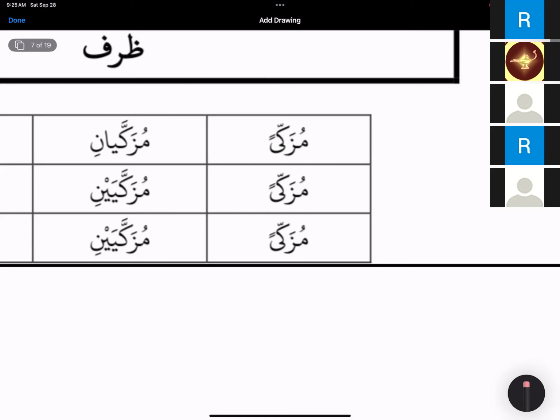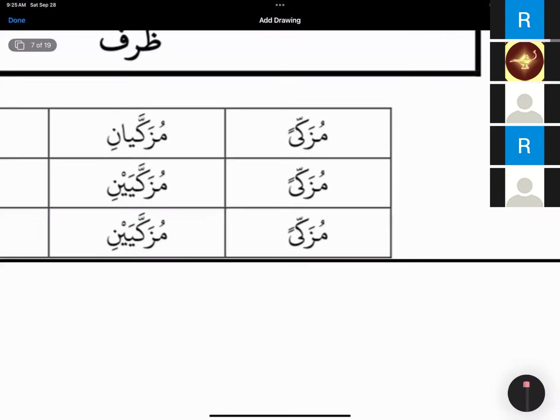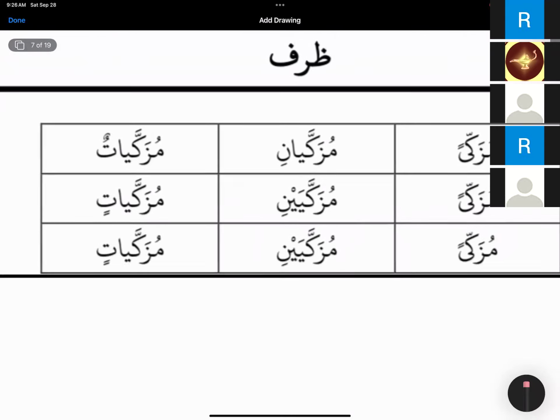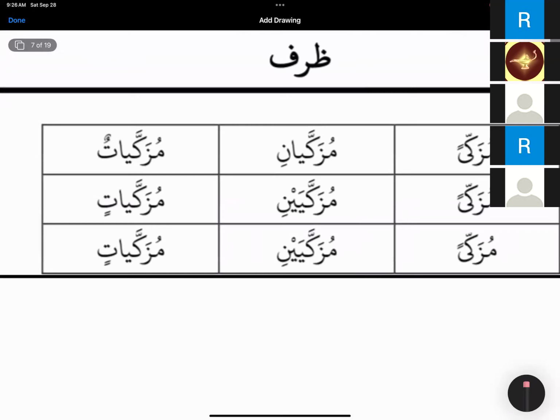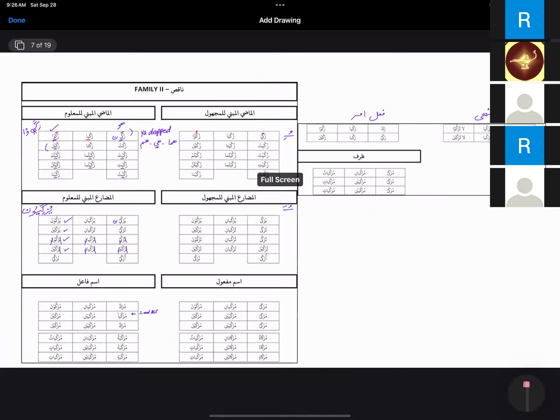And Muzakkayani, Muzakkayaini, Muzakkayaini. This is the Muslim chart we are doing. And then it could not be Muzakkuna. This is Zarf, right? So it's going to take the atun pattern. Muzakkayatun, Muzakkayatin, Muzakkayatin. Make sense?